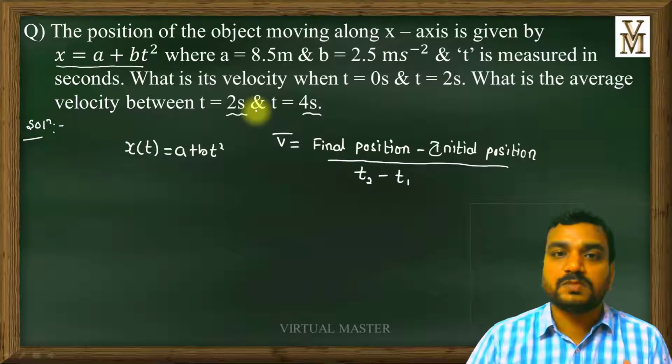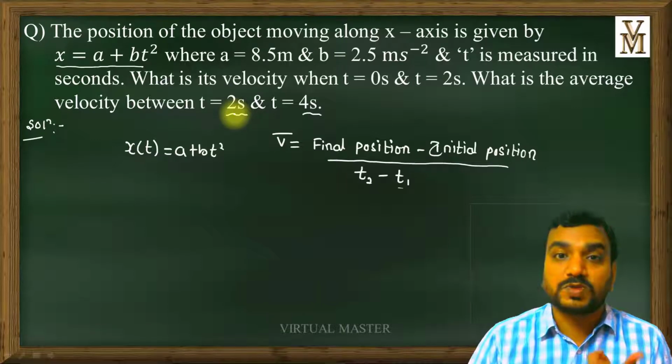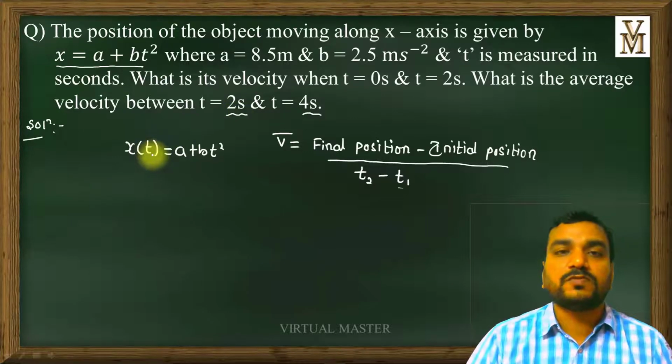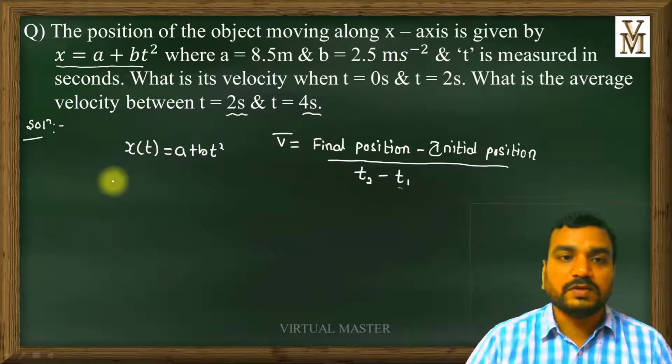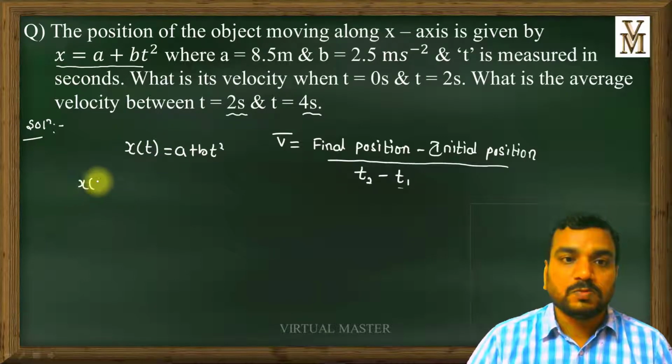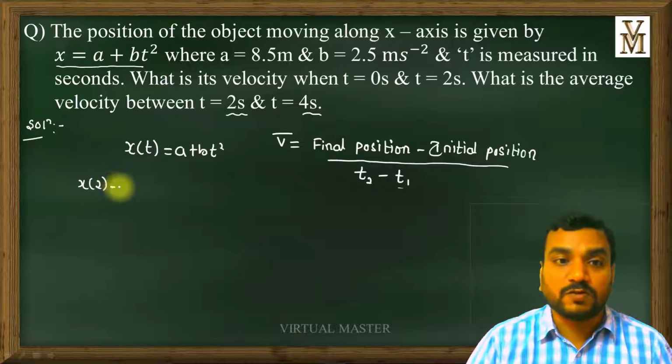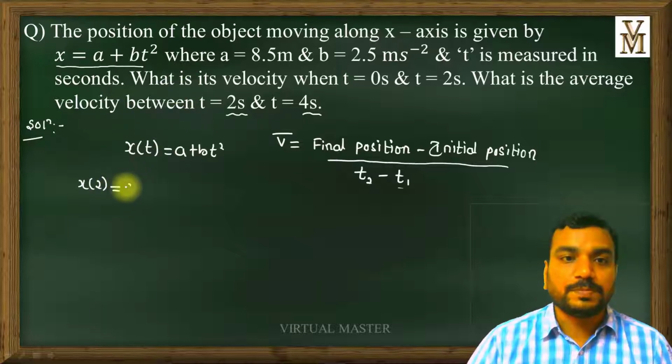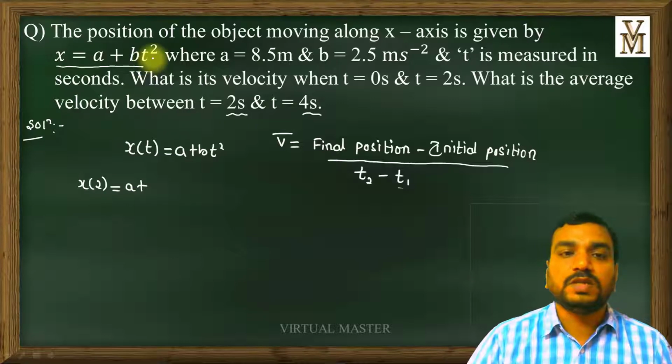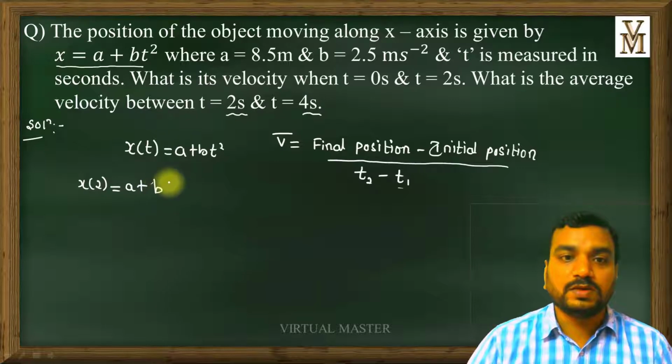Now how to find the initial position? Initial position is nothing but t1, that is position of the object at 2 seconds. Okay, position of the object at 2 seconds is nothing but the initial position of the object. So in place of t, let us substitute t1. Okay, t1 is nothing but 2 seconds, that is position of the object at 2 seconds, x of 2 will be equal to a plus b into t square. Okay, t is how much here? 2 square, 2, right? So b into 2 square, it will be equal to a plus 4b.